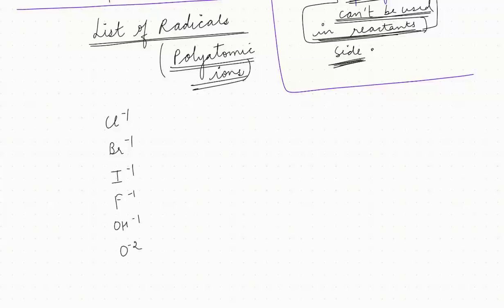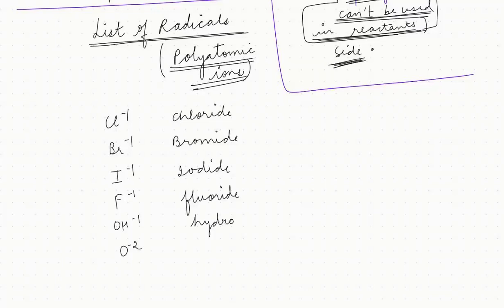So we would have chloride, we would have bromide, we would have iodide, we would have fluoride, we would have hydroxide, we would have oxide, right? The names of these ions you should know.